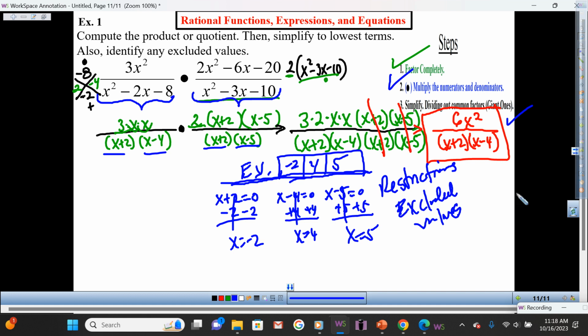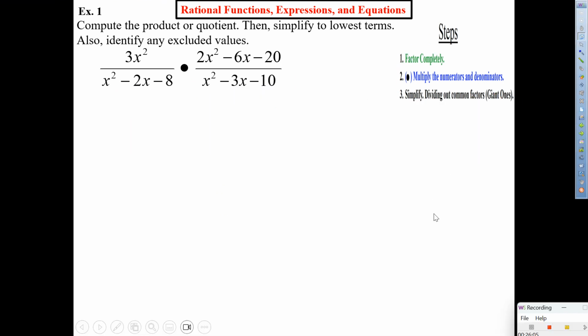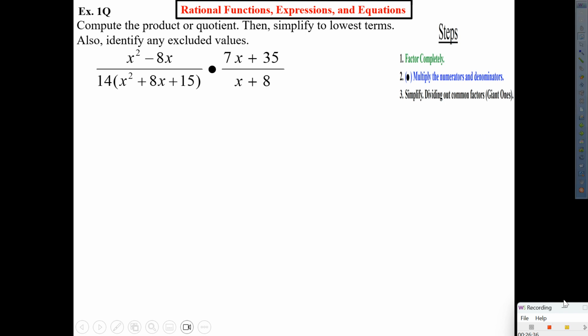All right, let's do another one. See how you do with this one. Copy example 1Q. x squared minus 8x over 14, parentheses, x squared plus 8x plus 15, times the fraction 7x plus 35 over x plus 8. I'm going to give you a head start on this one, see how you do by yourself. Once again, the steps are on the top right. Follow the steps if you get lost, and go.